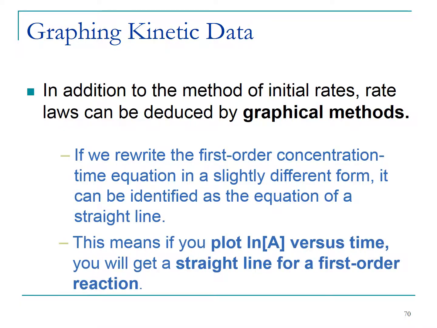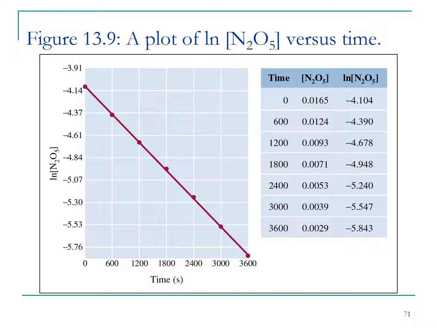Okay, so again, if you plot natural log of [A] versus time, you'll get a straight line for a first order reaction. All right, so here it is. On the first two lines, we've got time, and then concentration of N2O5. If we plotted that, we probably wouldn't get any kind of relationship. But if we take the natural log of the concentration, so the natural log of 0.0165, we get negative 4.104. Take the natural log of 0.0124, we get negative 4.39.